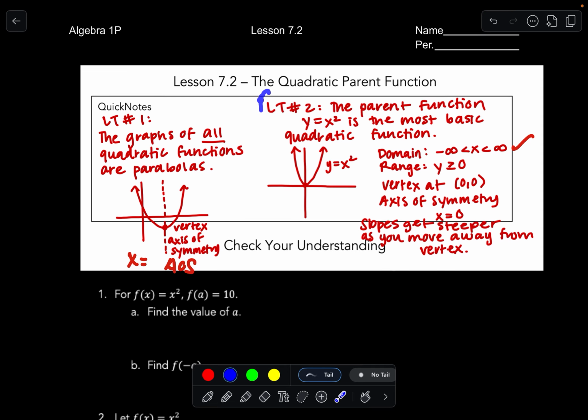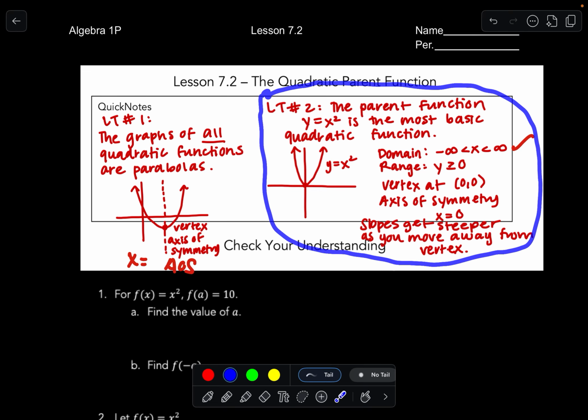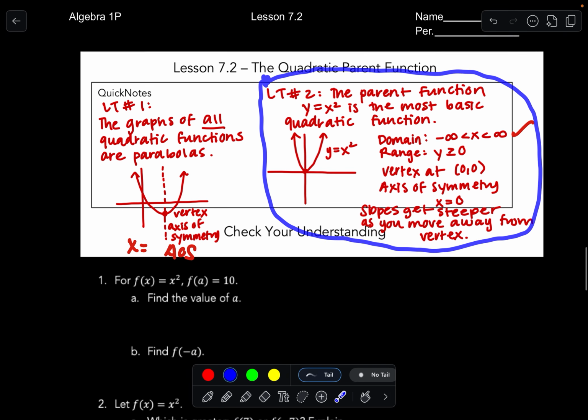Again, you should just memorize the domain and range, and the vertex, and the axis of symmetry. You've got to memorize all that fun stuff.